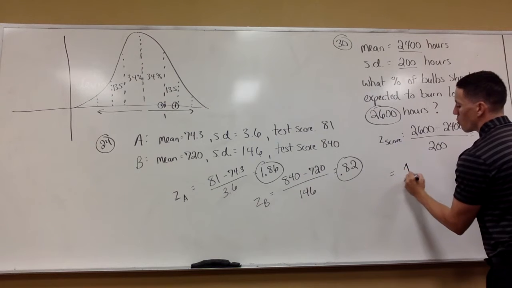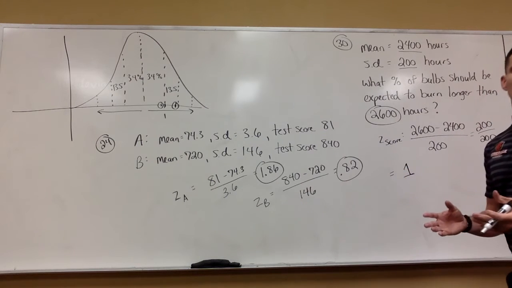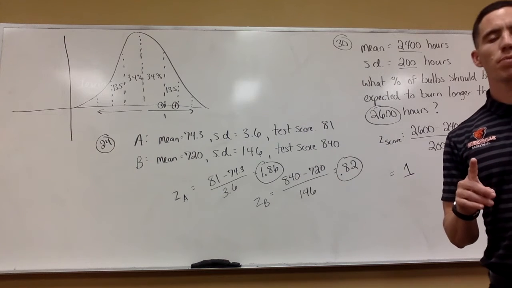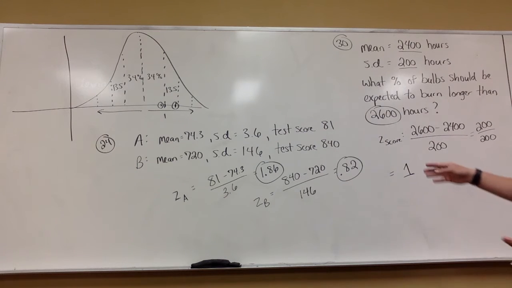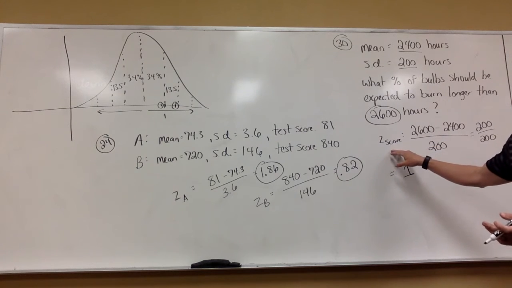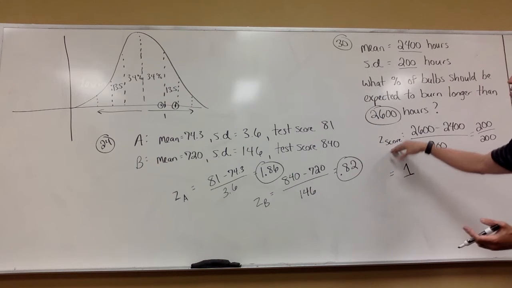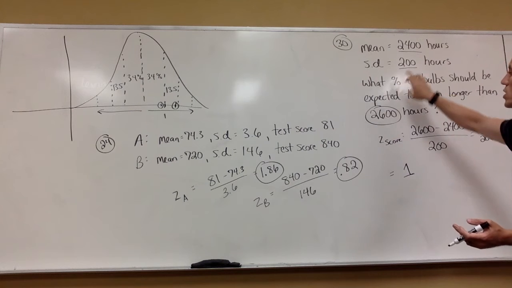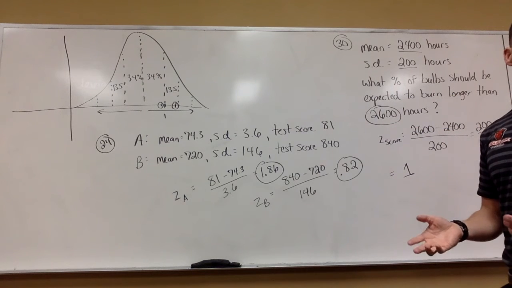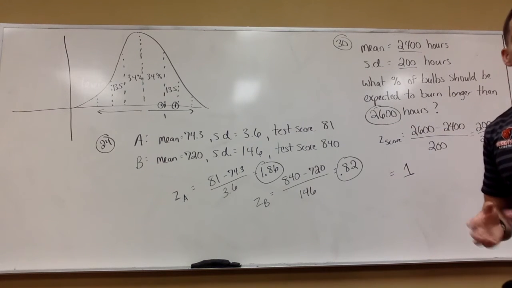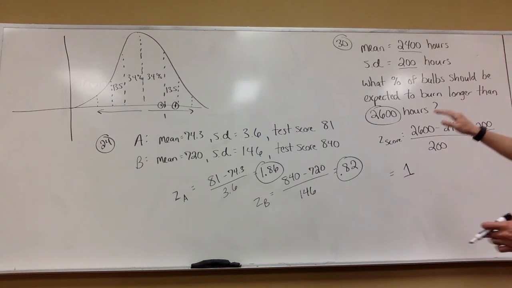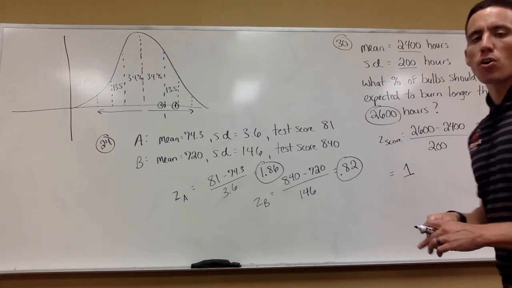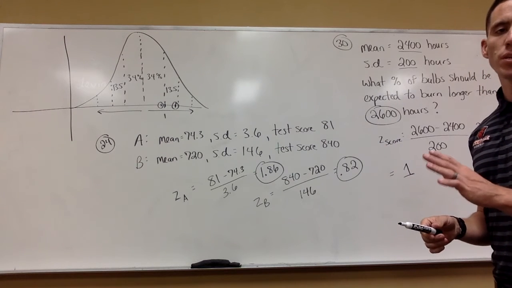A z-score of 1 means that 2,600 hours is exactly 1 standard deviation above the mean. You probably, in this case, wouldn't even need to calculate the z-score to see that. You should just be able to look and say, oh, 2,400 hours is the mean, 200 is the standard deviation, 2,600 is just 1 standard deviation above the mean. Now, we need to revisit our question. What percent of bulbs should be expected to burn longer than 2,600 hours?